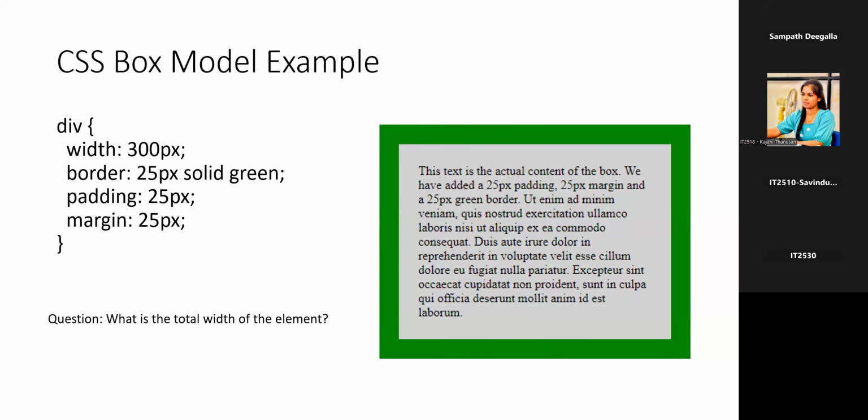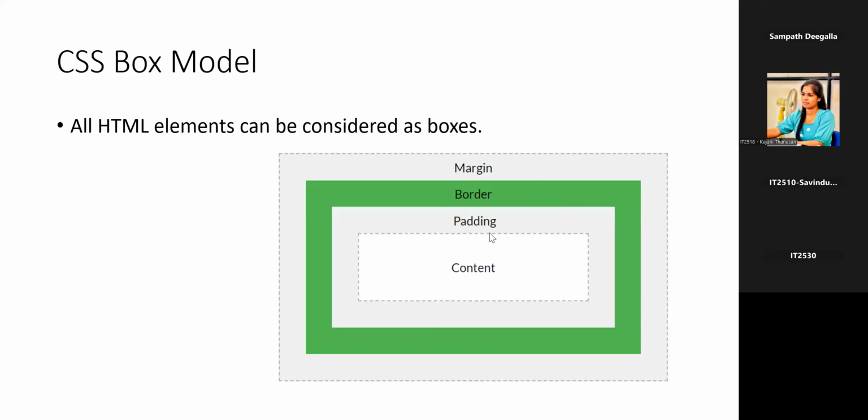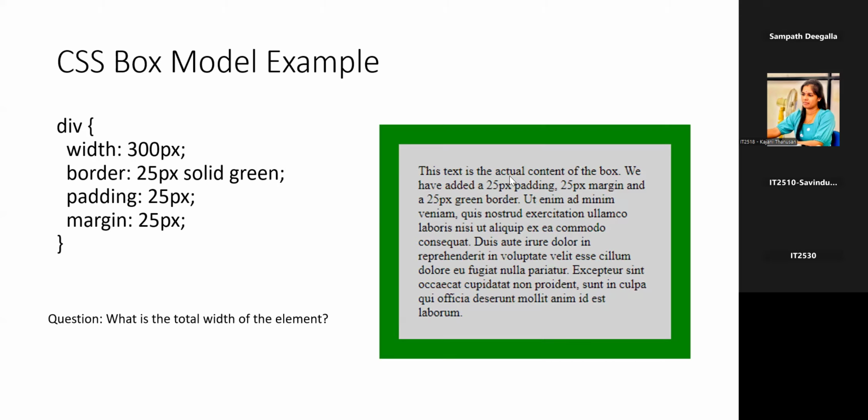Okay, so we'll continue from this point onwards. The last thing that we discussed about the box model is how the elements are arranged. The real content is here. Around that you have padding, then the border, then the margin. And then I think we discussed how to calculate the width of the element, right?